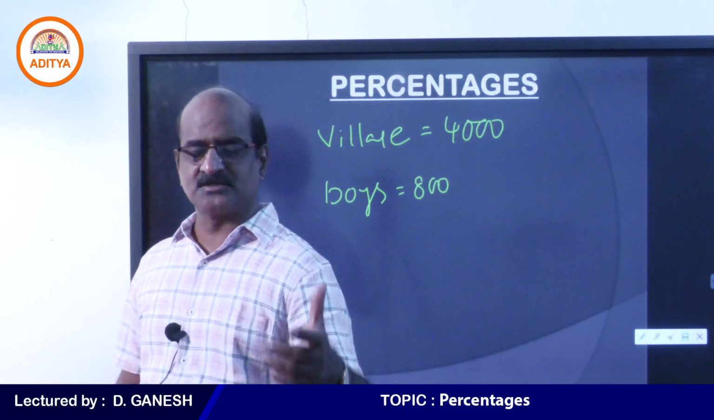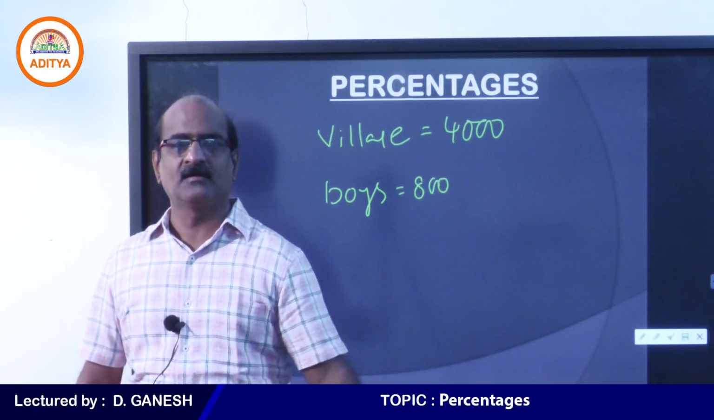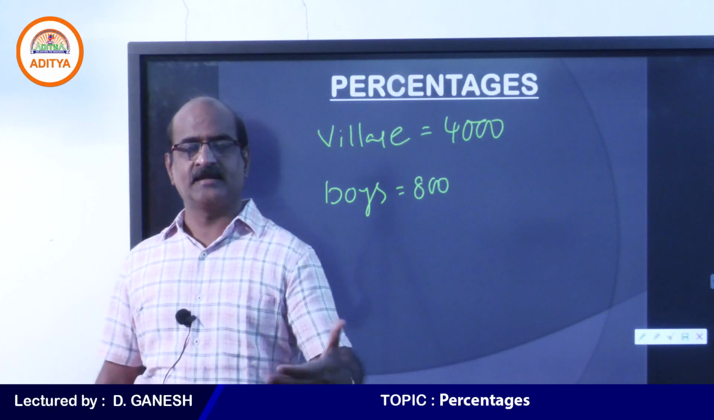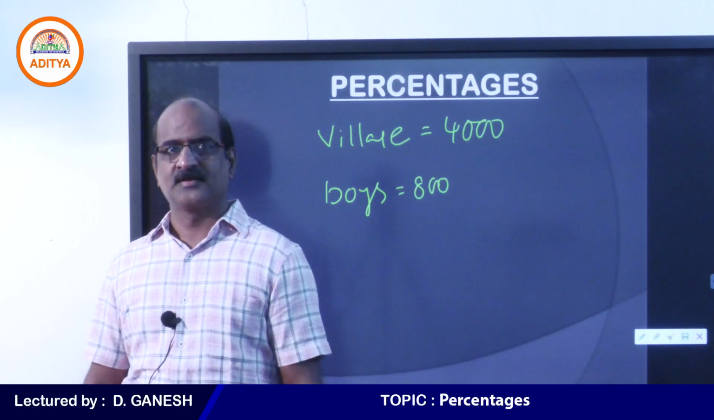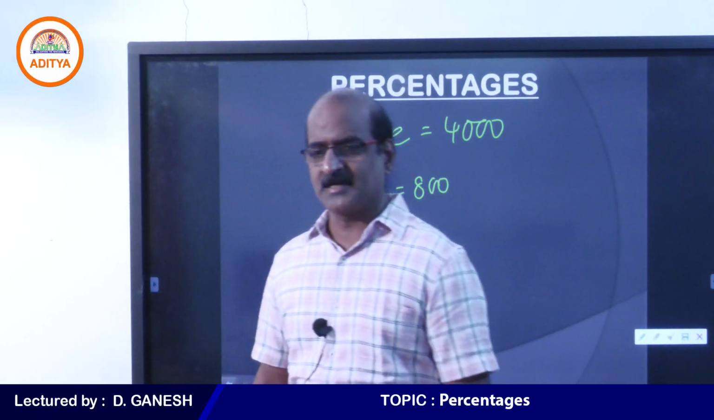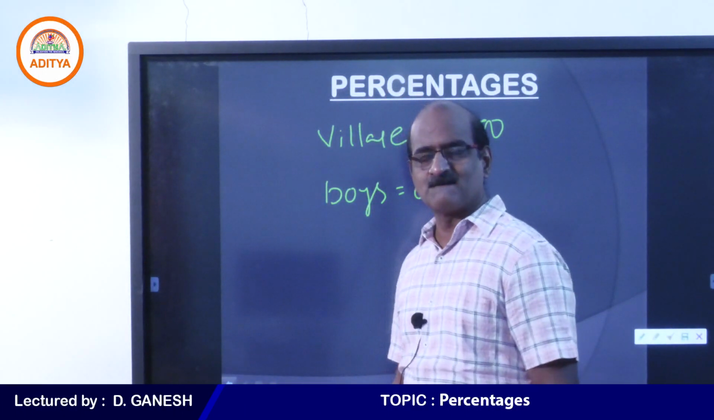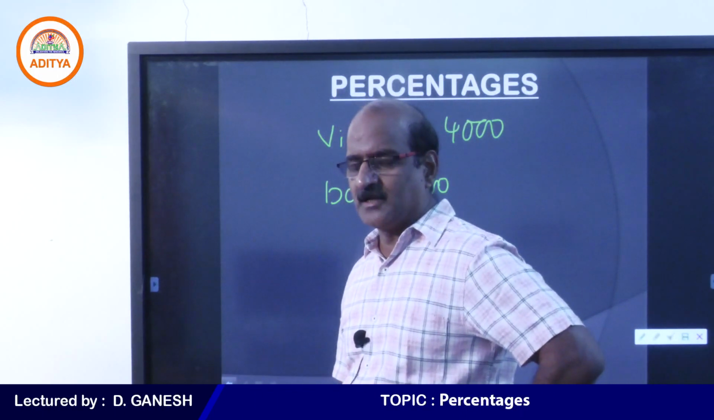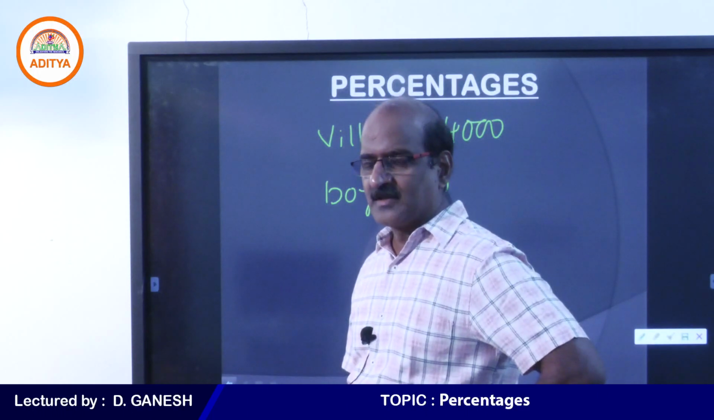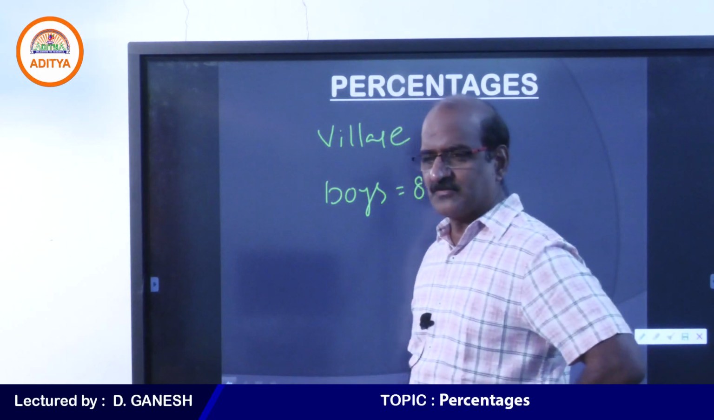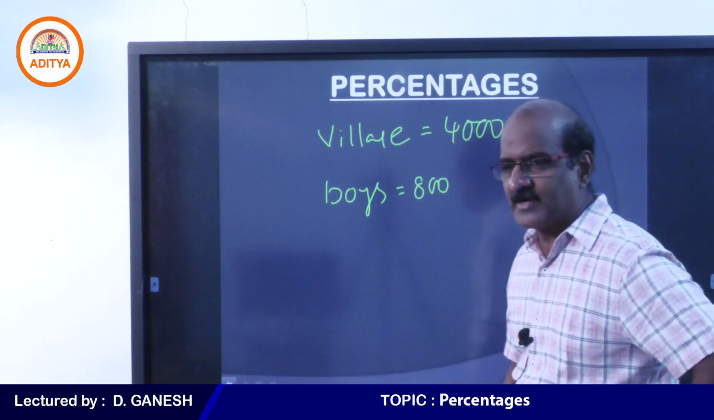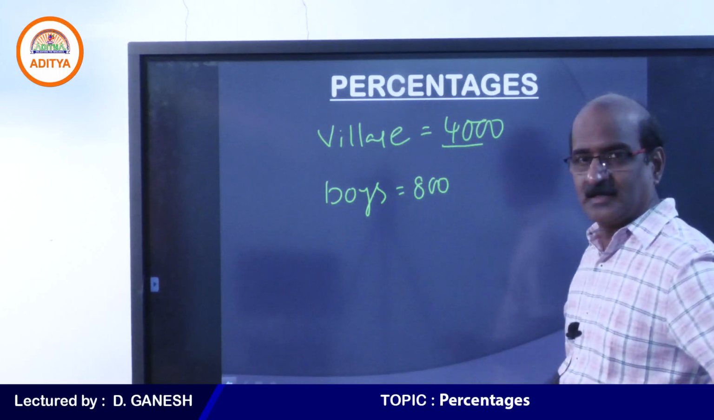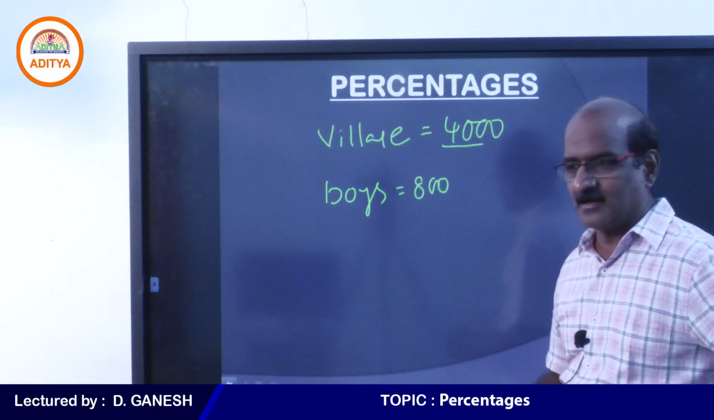What is the percentage of boys in that particular village? Can anybody tell me? Please let me know. Out of 4,000, if I say that 800 boys are there, now the point is, what is the percentage of boys? Very good. Percentage of boys is 20%. Exactly. Because every 10% is 400, so 20% is 800.